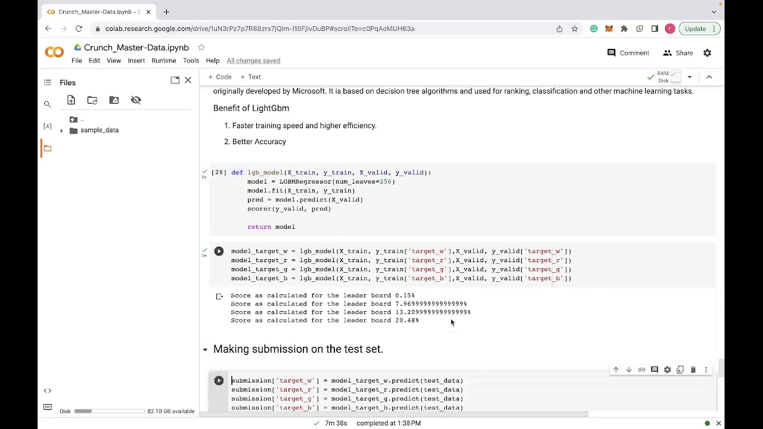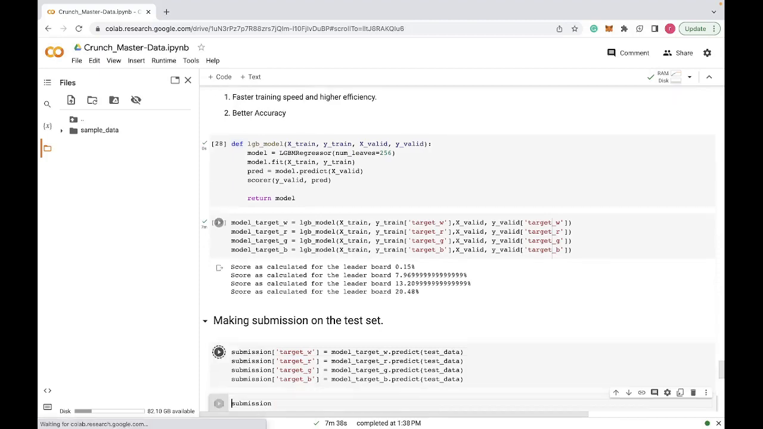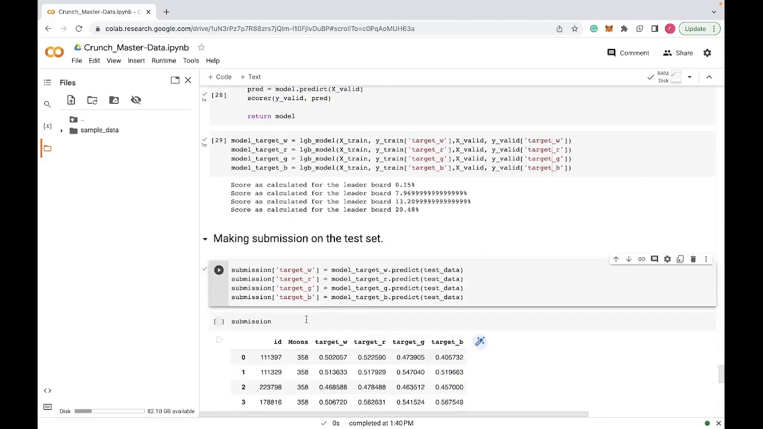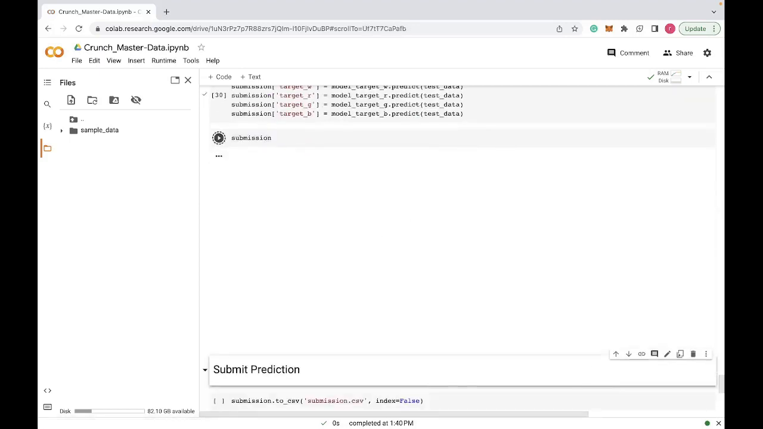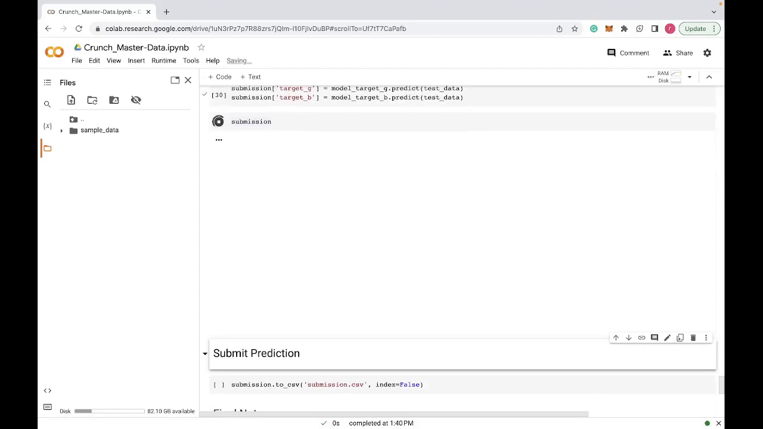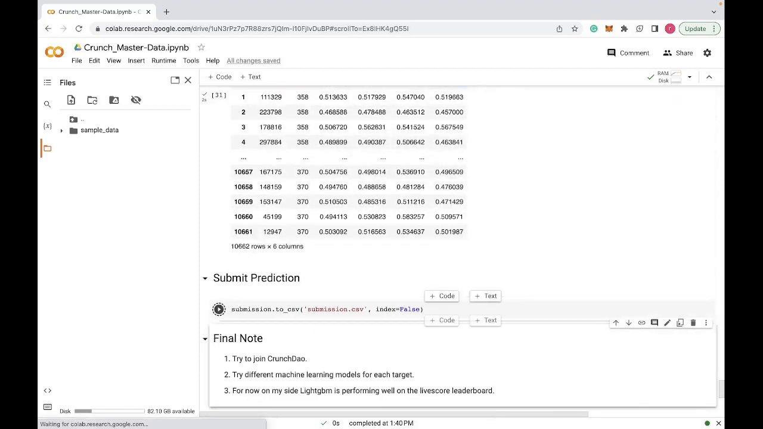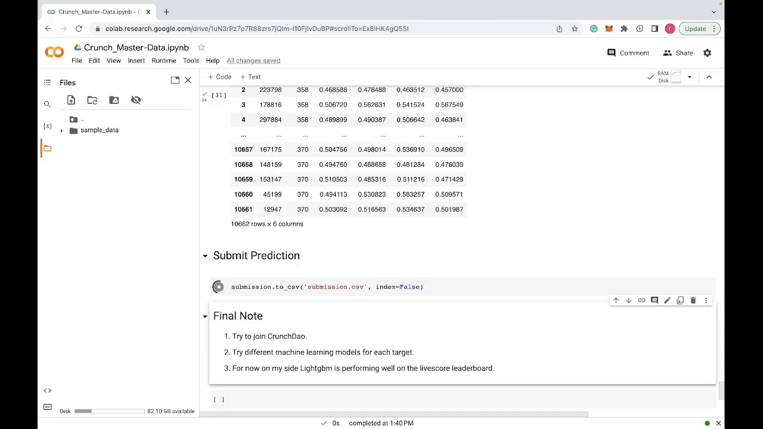So we want to make a submission on the test set, and we don't have to worry about the score. Every week you can look at how your score is performing on the leaderboard, and we have every Friday to tune our model to make improvements. So we want to make the submissions by predicting on each of the test set targets. This is our total submission shape, and finally we have been able to make predictions on our dataset.